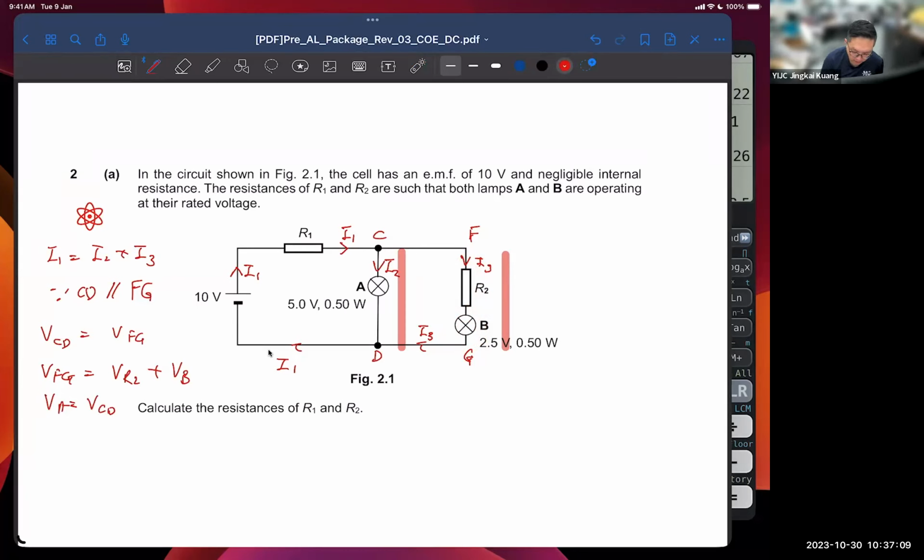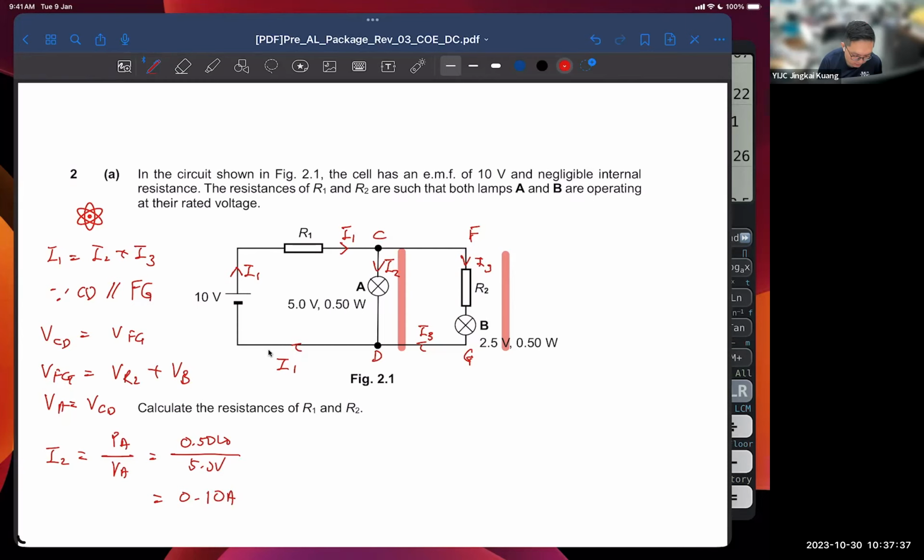We can work out current. We can see that I2 is equal to power dissipated by A divided by potential difference across A. So this is 0.50 watts over 5.0 volts. So this is 0.10 ampere.